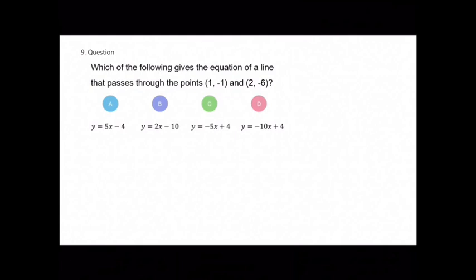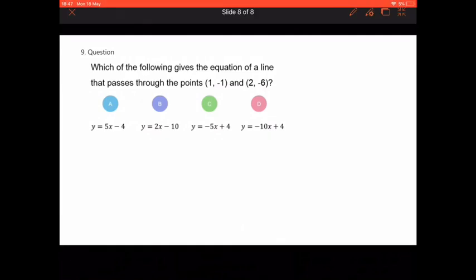Okay, on to our last question. Which of the following gives the equation of a line that passes through the points (1, -1) and (2, -6)? So, first of all, at higher, we use y minus b equals m brackets x minus a to find the equation of a line. So we need a gradient, which we don't have, and we need a point that is on this line.